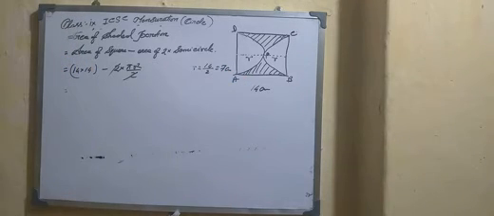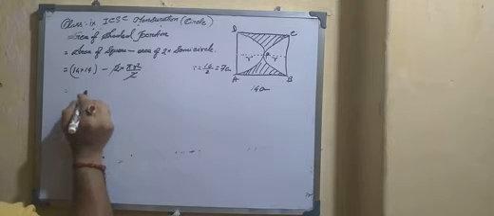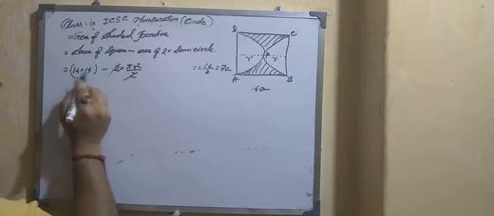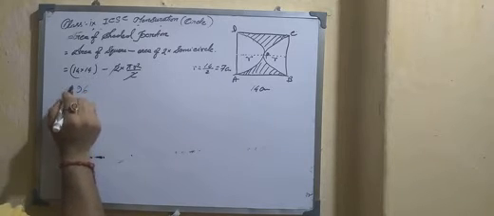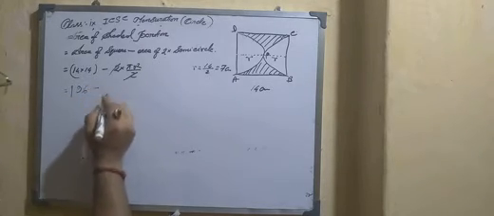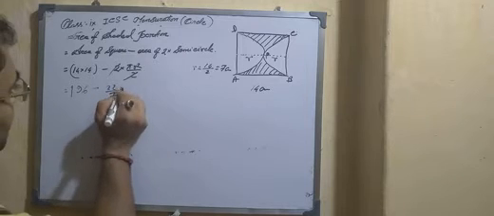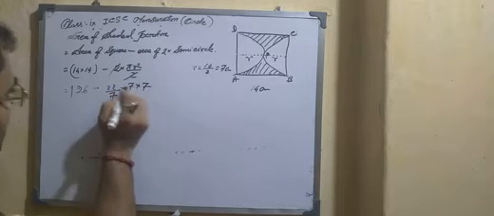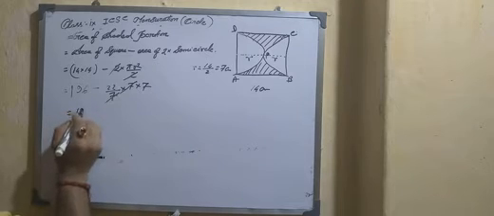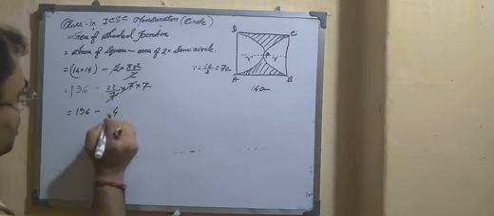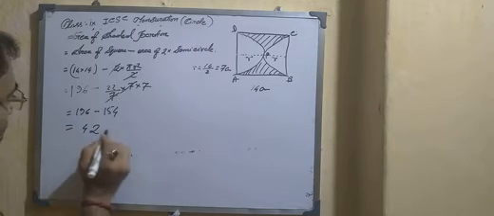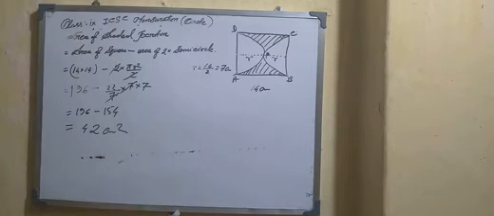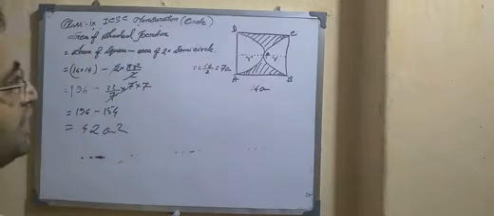Okay, now 14 into 14 equal to 196. Okay, and there is 22 upon 7 into 7 into 7, that means 196 minus 154 equals 42 centimeter square. So this is the area of the shaded portion.